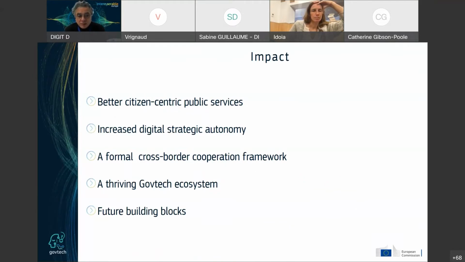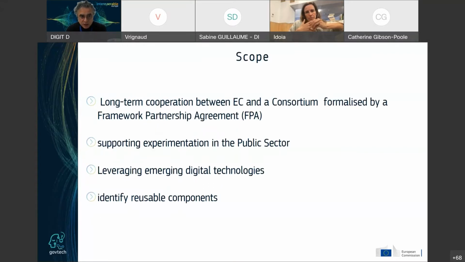We have also implemented a sort of formal cross-border cooperation framework, to allow the states to participate and collaborate with each other, to support a thriving GovTech ecosystem, and to identify future building blocks that we have been working on since the past year, and we will continue. So, the scope of the call. The idea is to establish a long-term cooperation between the European Commission and the consortium, formalized in a framework partnership agreement. I will explain later what it is.